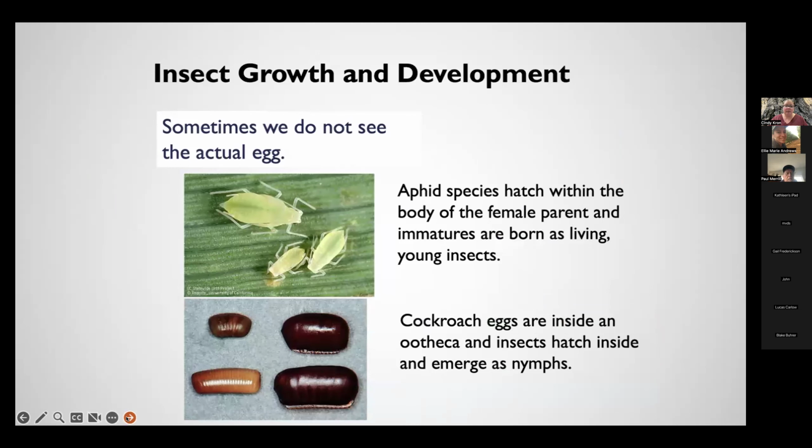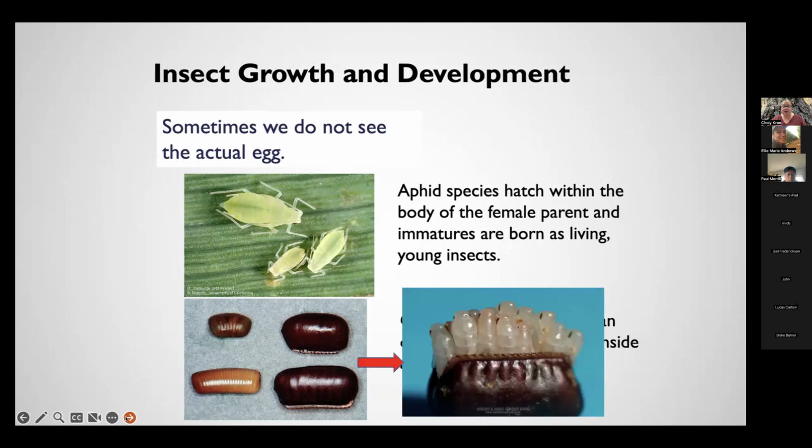Insect growth and development. Sometimes we don't actually see the eggs. And this is true with aphids. The eggs hatch within the body of the female parent, and the immatures are born as living young insects. So it looks like they're having a live birth, but the eggs are actually internal to the female. And cockroach eggs are inside an ootheca, which is like this purse. And insects hatch inside and emerge as nymphs. So when this ootheca opens up, you have the nymphs emerging in a clutch.